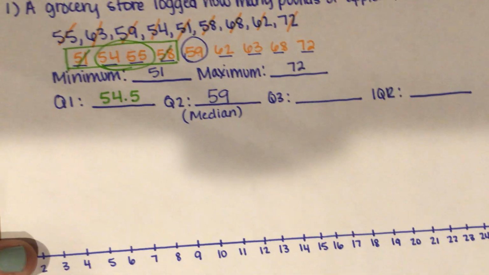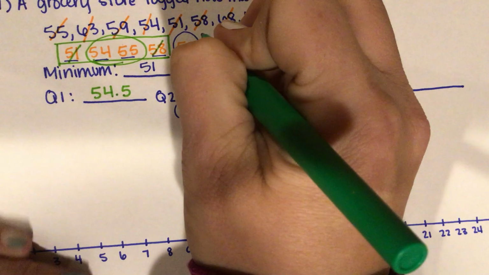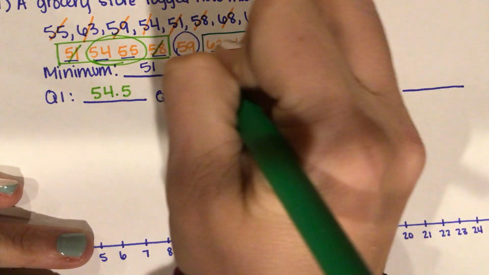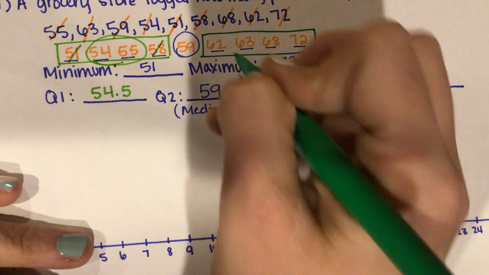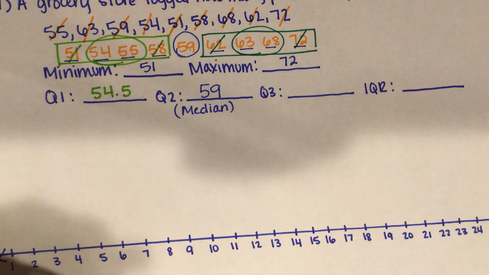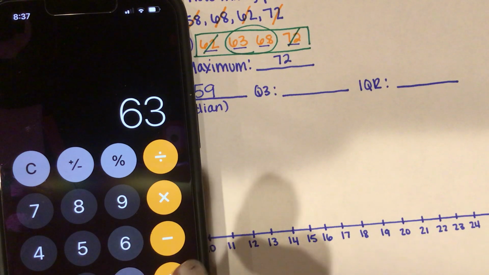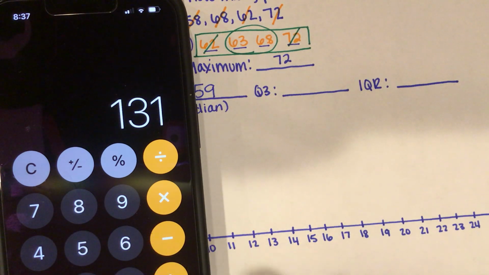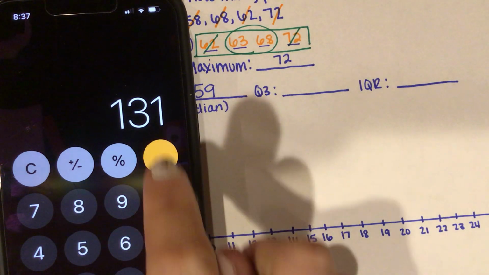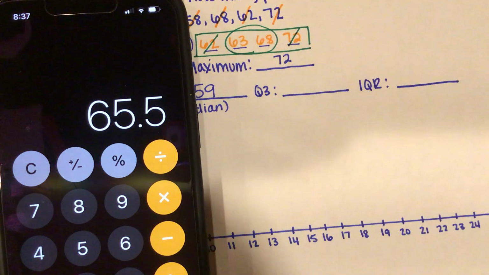Okay, Q3. I do the same process. My two middle numbers in this case, though, are 63 and 68. So I have 63 plus 68. It's 131 divided by 2. 65 and a half.